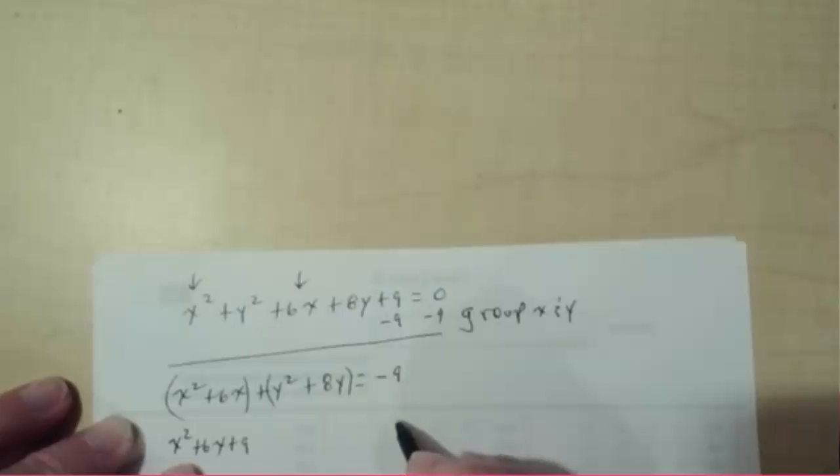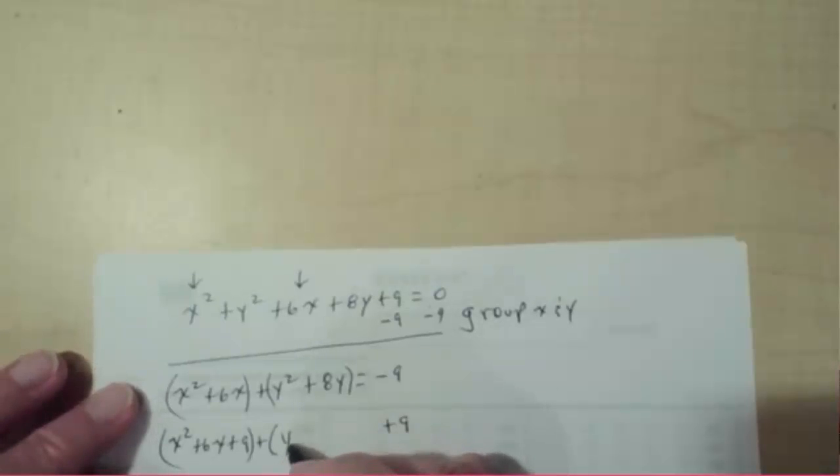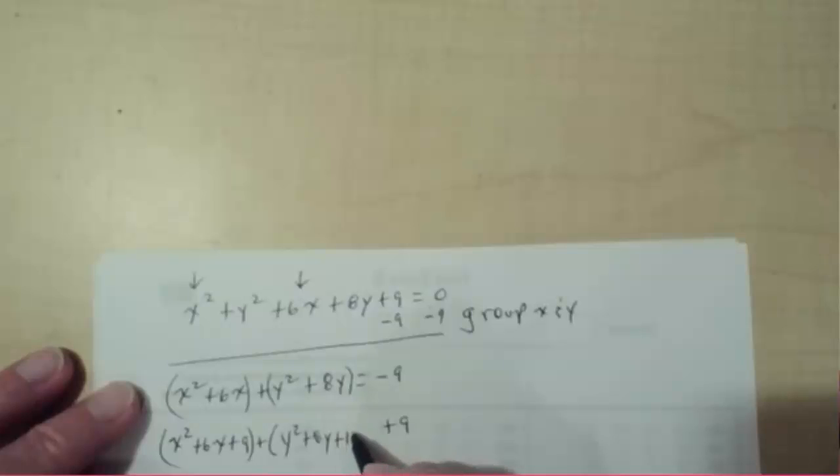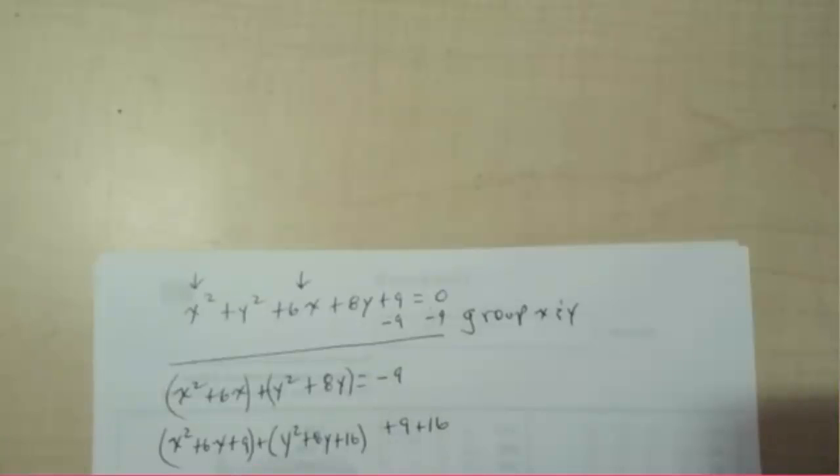So remember, we have to add 9. We have to add 9 to this side. Plus y squared plus 8y. Take half of this. Half of 8 is 4. 4 squared is 16. We're going to add 16.